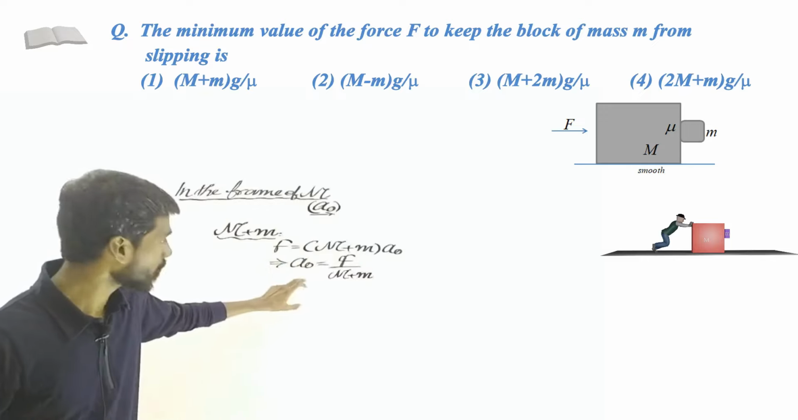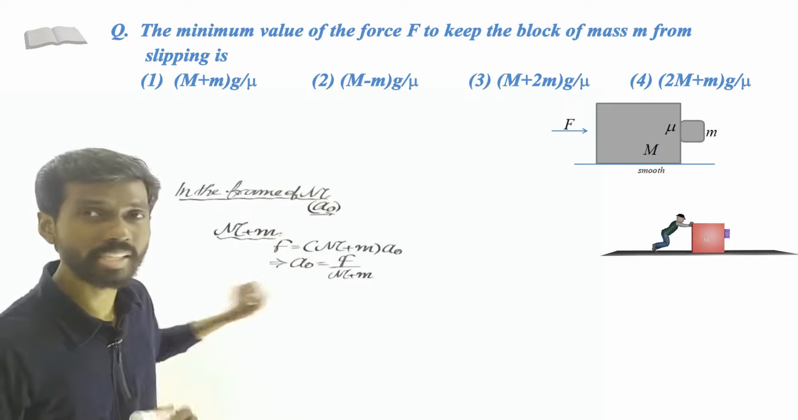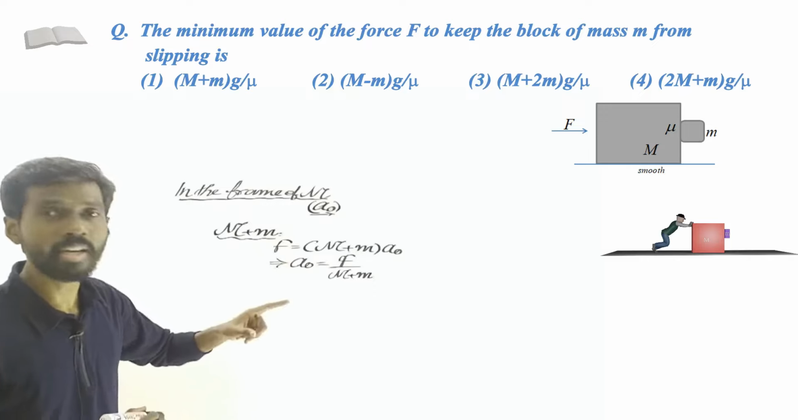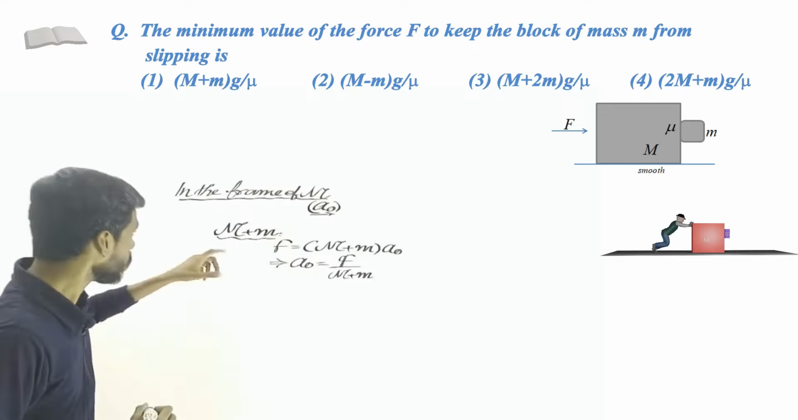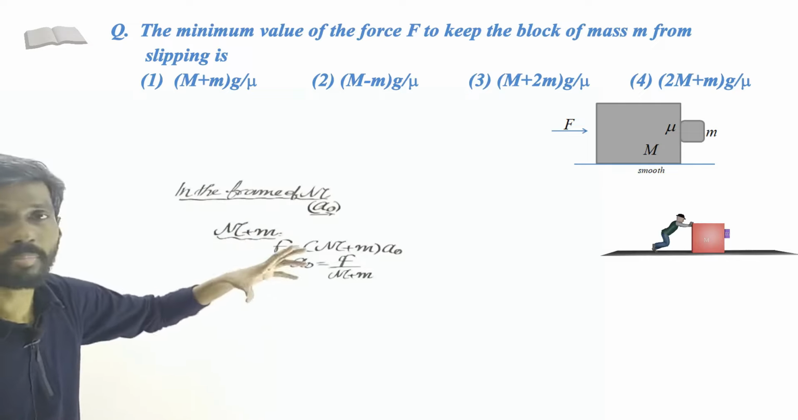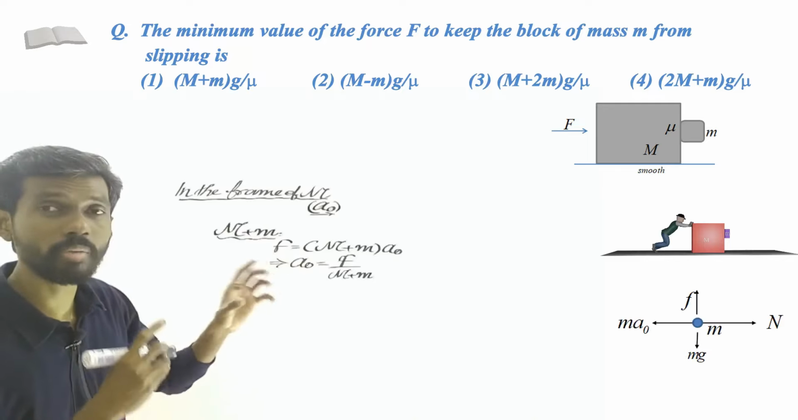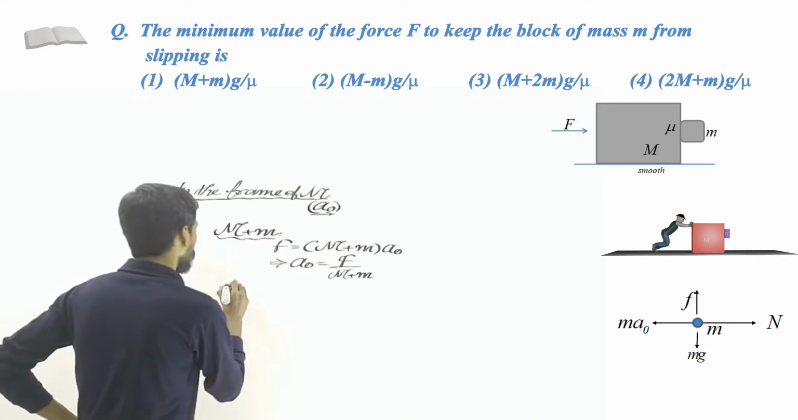So that is the acceleration of the observer, because the observer is on the bigger block. This is the acceleration of the observer. So the pseudo force is mass times this acceleration. Okay, done. Now we will consider the smaller block. What are the forces acting on the smaller block in the frame of reference of the bigger block?